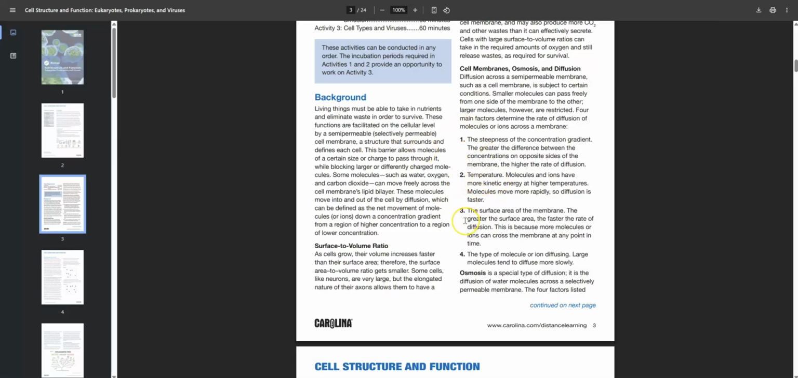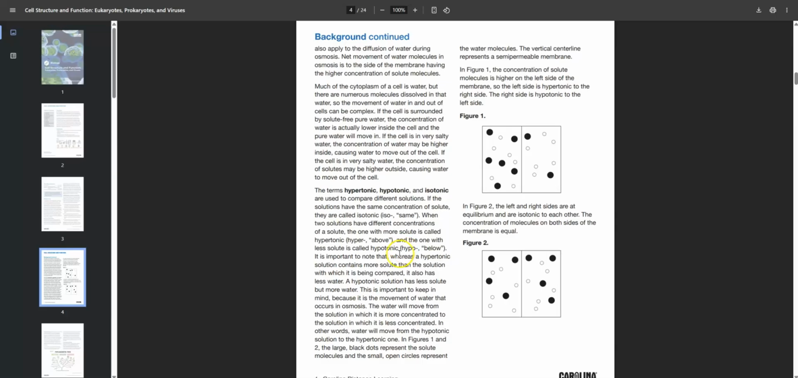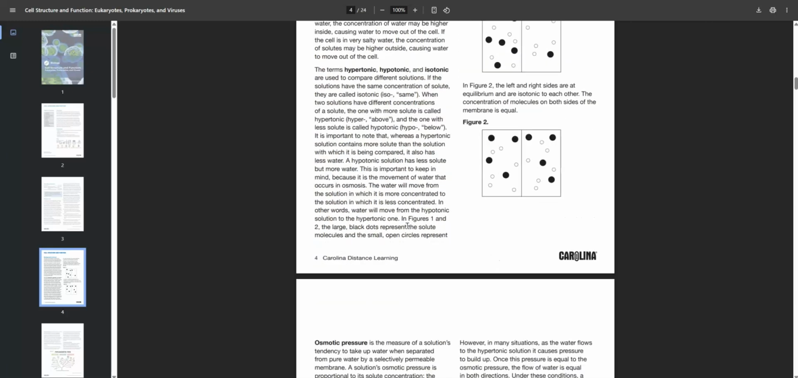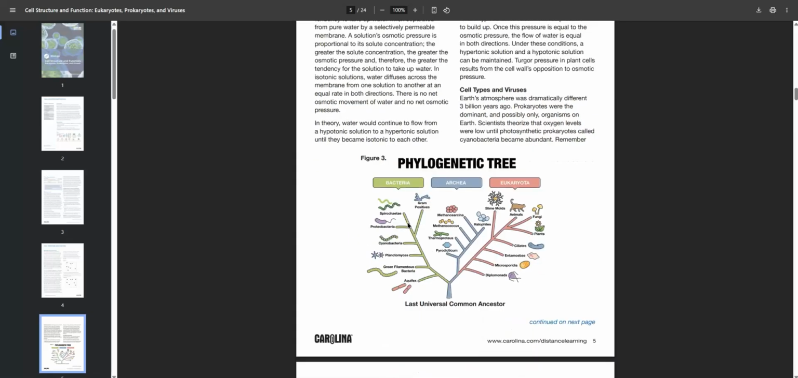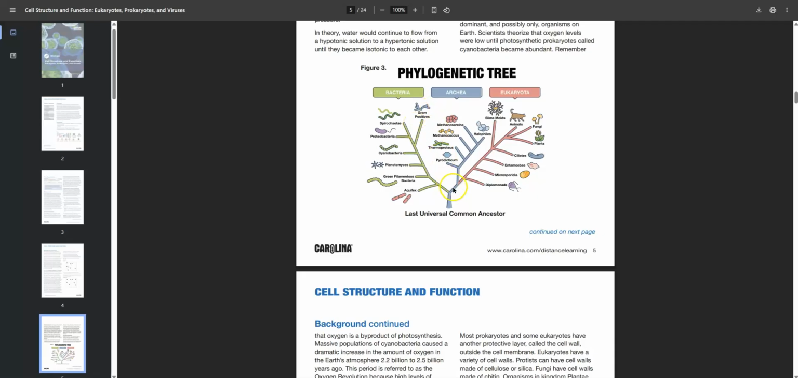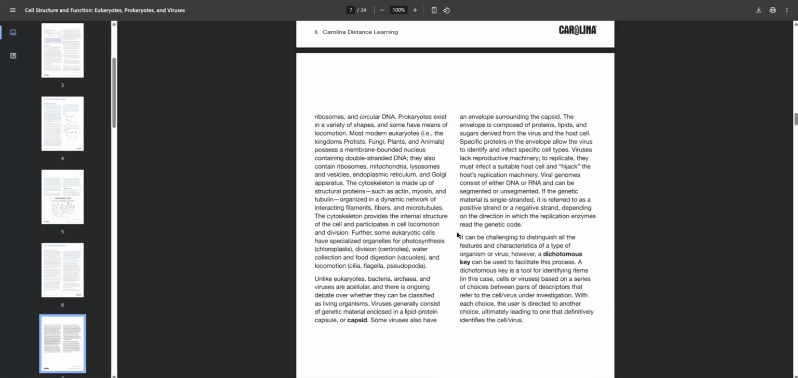This gives you the overview of cell transportation, so osmosis, diffusion, the difference between hypertonic, hypotonic, isotonic. There's really good videos in the class announcements if you are more of a visual person. And then it goes into the different types of cells and how they kind of evolved along the phylogenetic tree. So there's a lot of good background information in here.